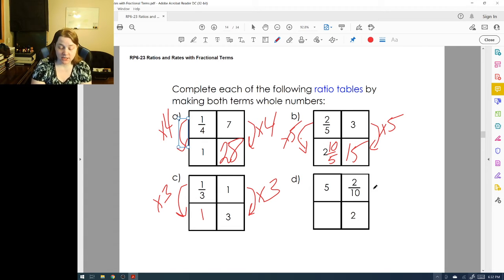Same thing over here. To get from 2/10 to 2, well, to get 2 wholes of a 10-slice pizza, I would need 20 out of 10. To go from 2 to 20, I'm going to multiply by 10. And 5 times 10 would be 50.